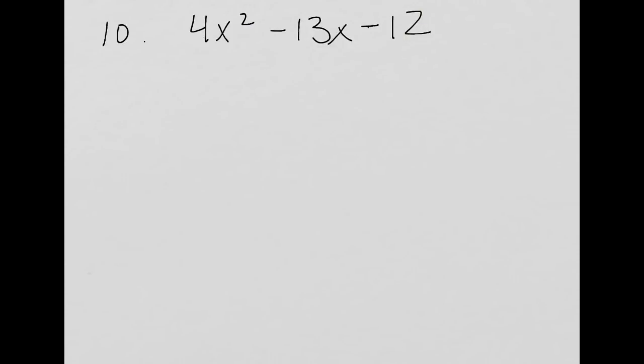So number 10. Let's look at it. So again, this is A, this is B, this is C. So I'm going to make myself an X. 4 times negative 12 is negative, not 36. That would be wrong. It's negative 48. And we're looking for something that adds up to give me negative 13. So again, calculator is a great tool.